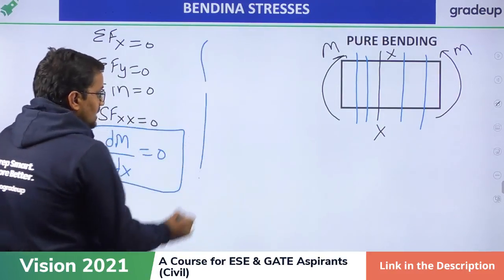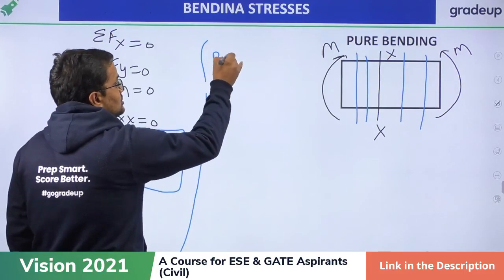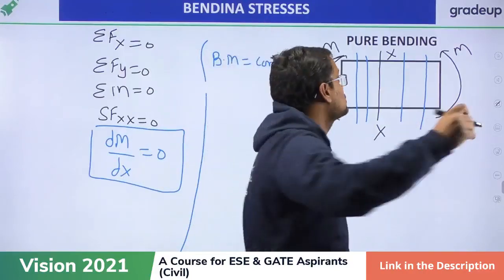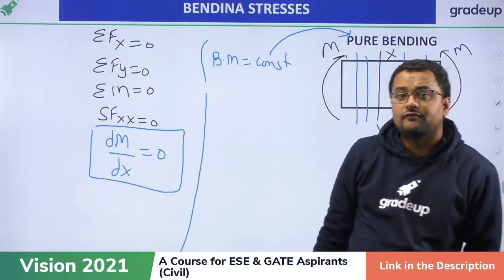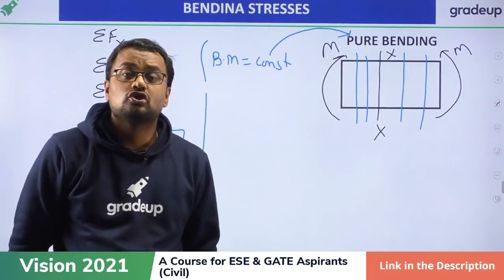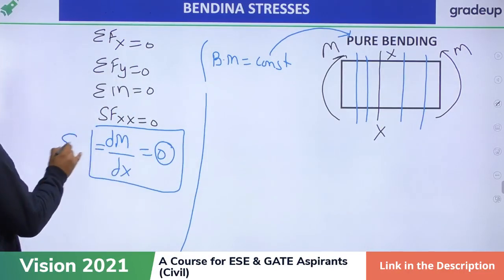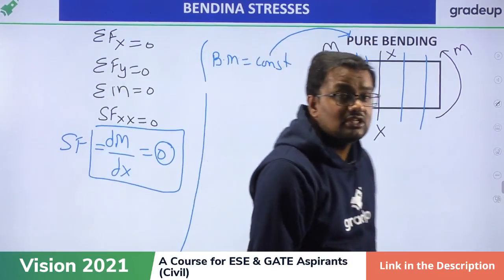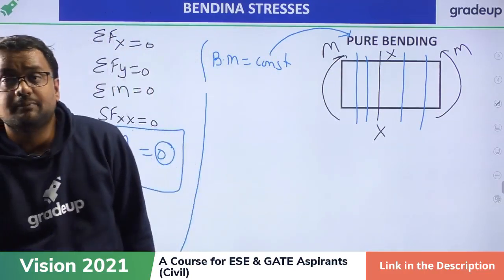If differentiation of anything is 0, then this means that M is constant, that is, bending moment is constant. And when bending moment is constant, that is called pure bending. So my dear friends, what is pure bending? When shear force is 0, dM by dx is shear force, when shear force is 0, that is bending moment is constant, then that beam is called in pure bending.